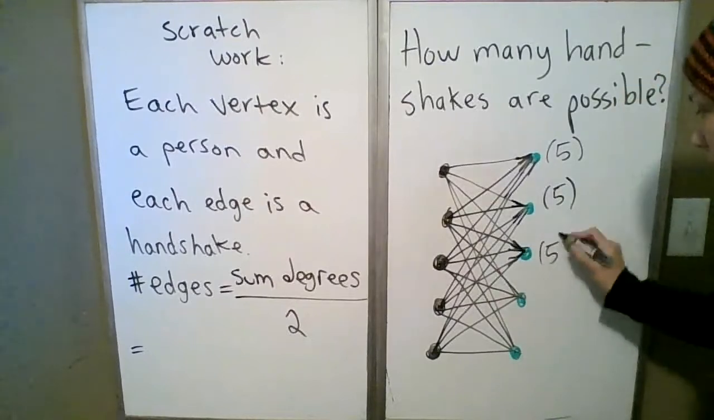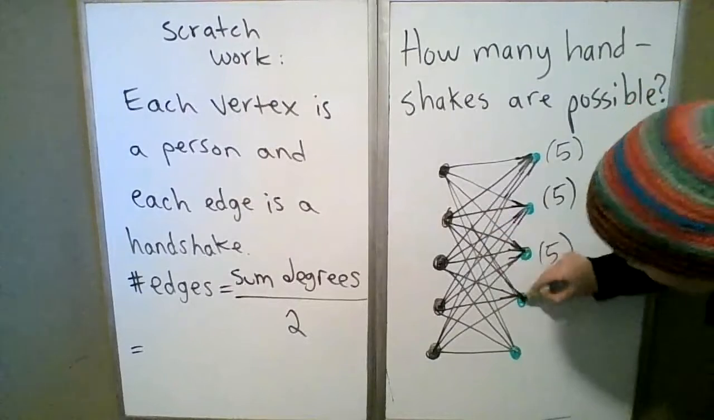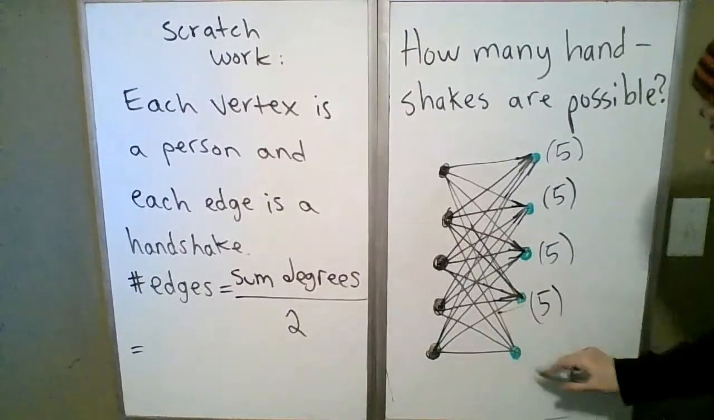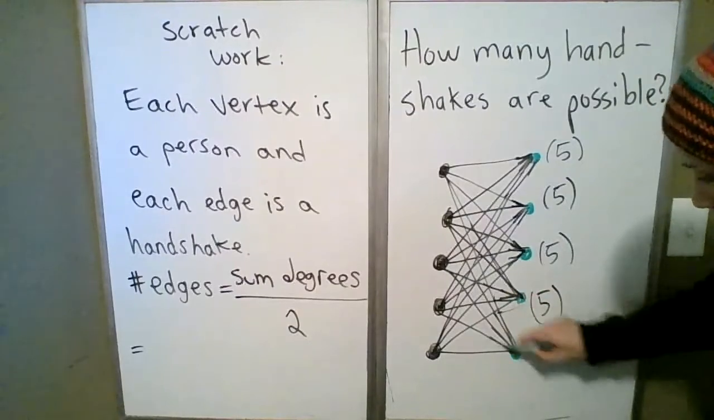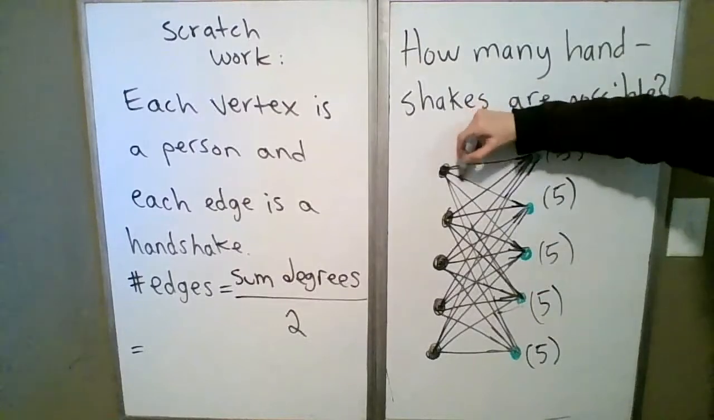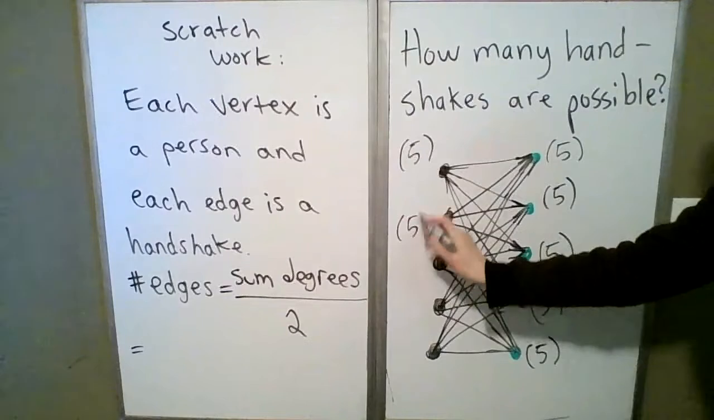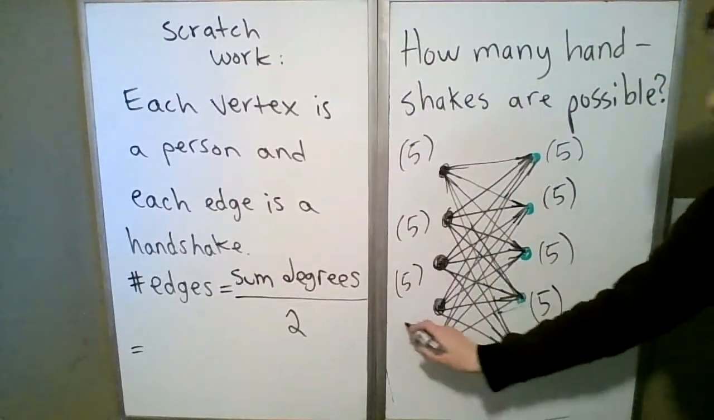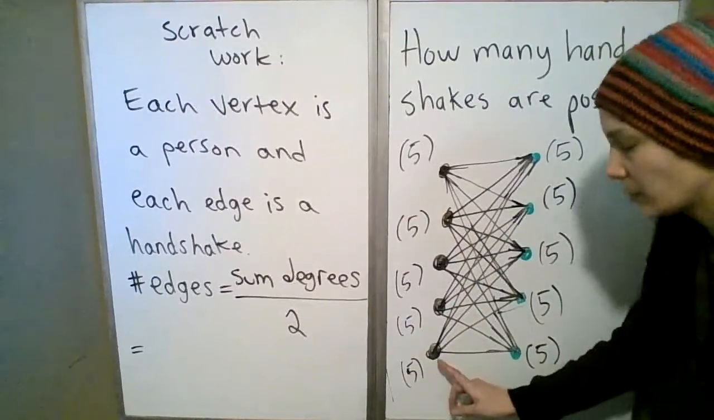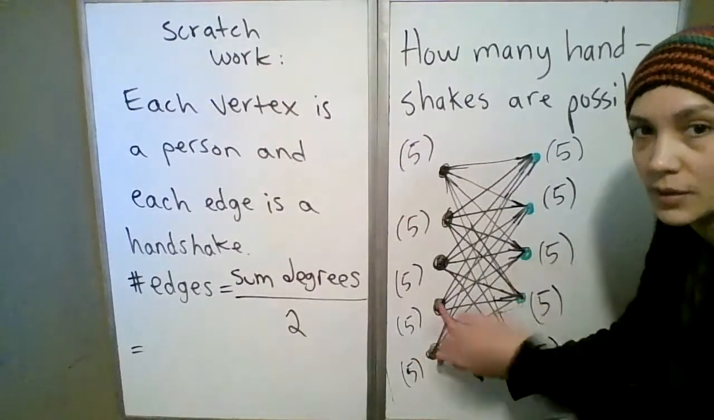1, 2, 3. 1, 2, 3, 4. 1, 2, 3. This side, once, twice, 3 times, 4, and 5. You remember that from every one of these, we went and met with all 5 people over here. So all of them are going to have degree 5.